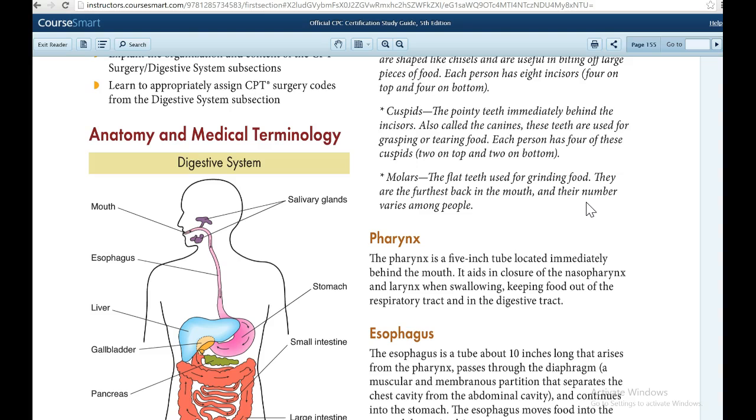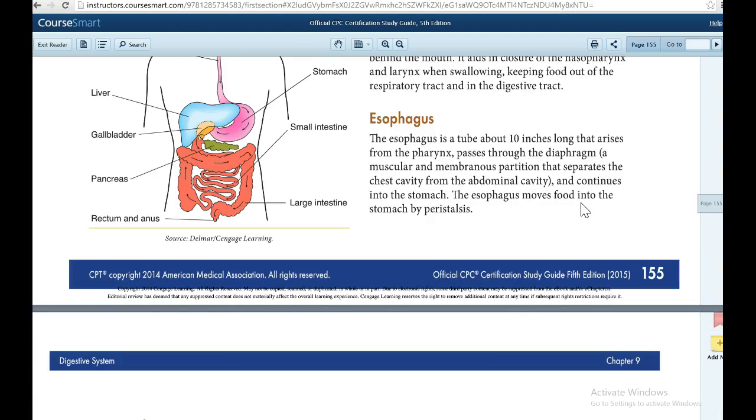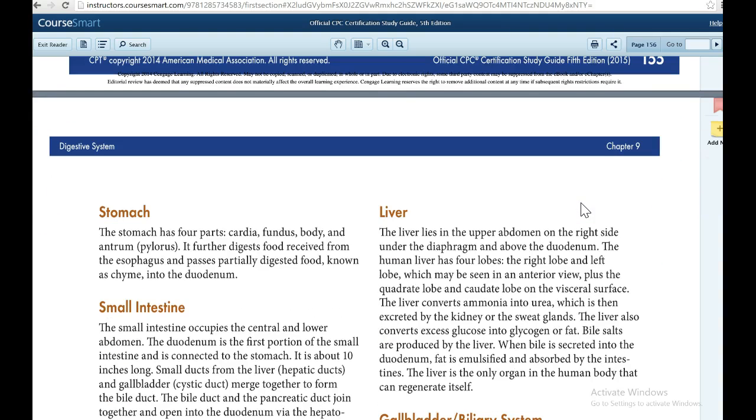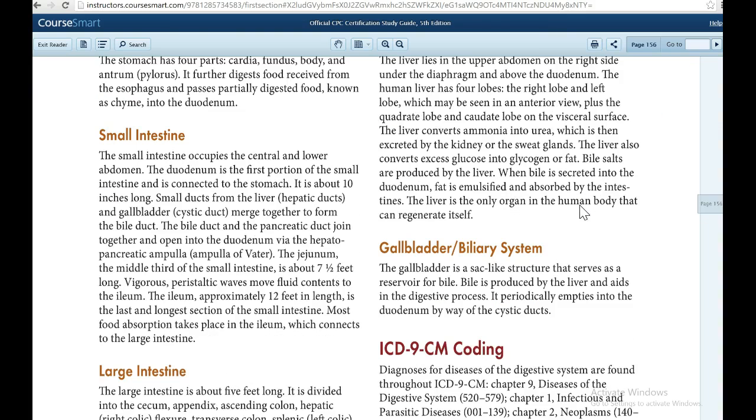Then you have your pharynx, your esophagus, your stomach. Know what happens in your stomach. Know the parts of your small intestines, you all. That's going to be one that is on that test right there. The parts of your small intestines.